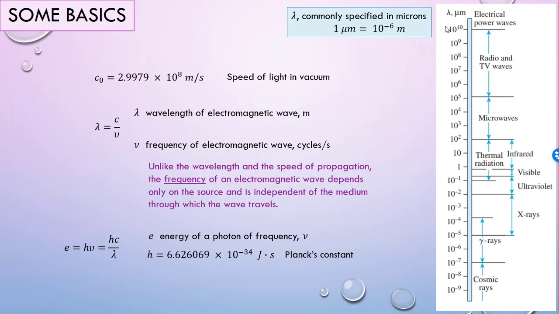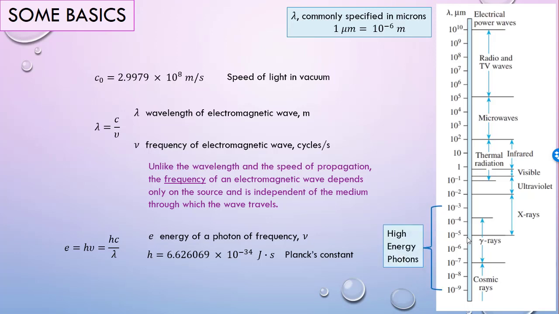It's also interesting to note that the wavelength of an electromagnetic wave can vary over 20 orders of magnitude, from 10 to the 10th up at the extreme high end of radio and TV waves, down to 10 to the minus 9th in the range of cosmic rays. Now, as the wavelength decreases, by virtue of this expression, the frequency will increase, and as the frequency increases, so does the energy of the photon.